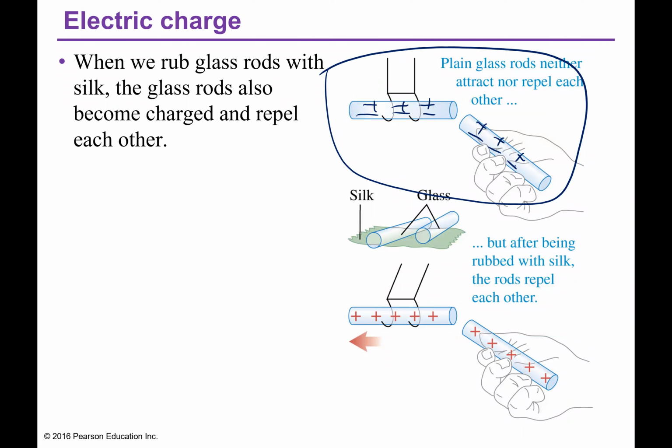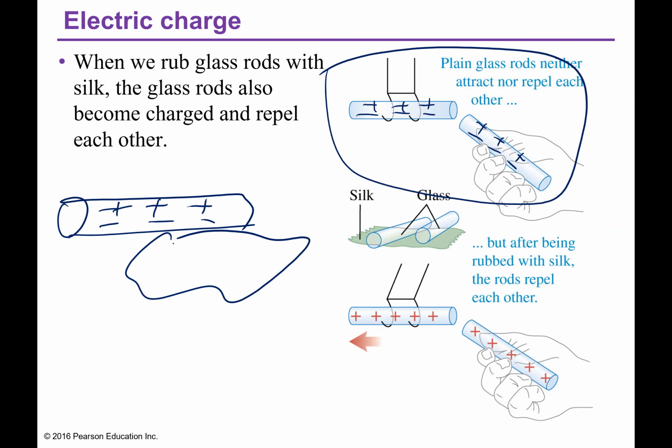Then for this particular combination for the glass rod, what works best is silk. So we take silk, and we rub the glass with silk. Again, you take the glass, plus, plus, plus, minus, minus, minus, and then this is the silk, also the same combination, neutral, and then you rub it. But what happens this time is this.